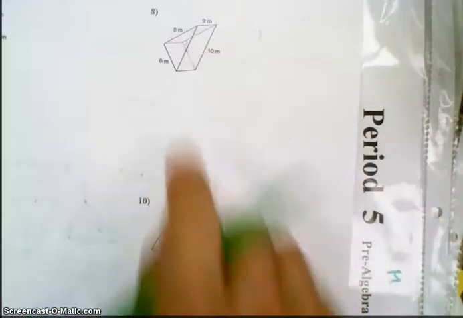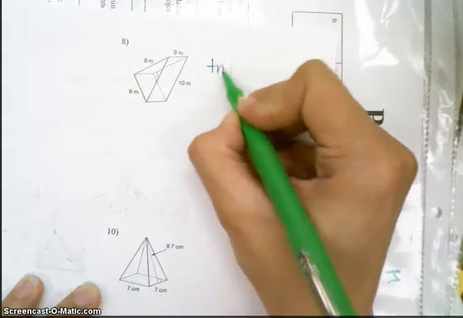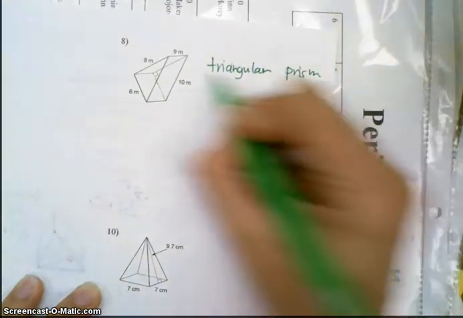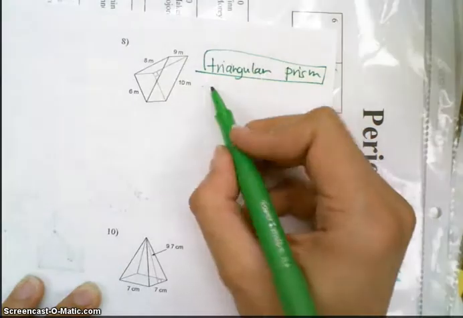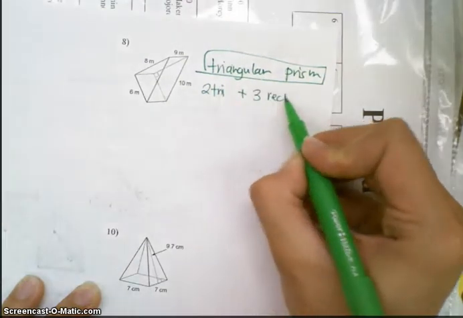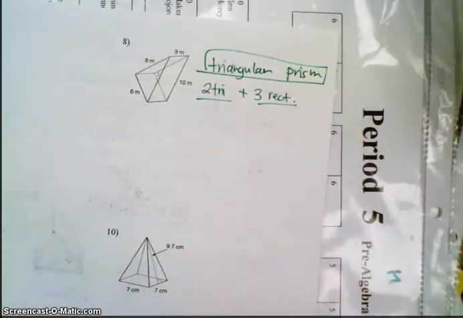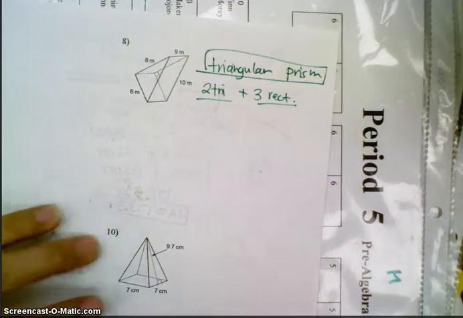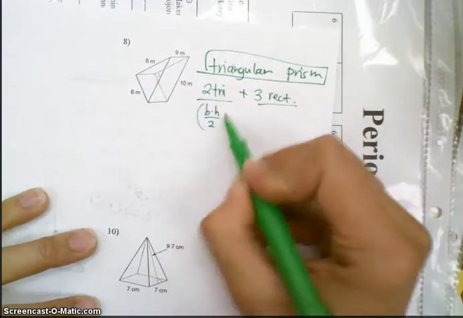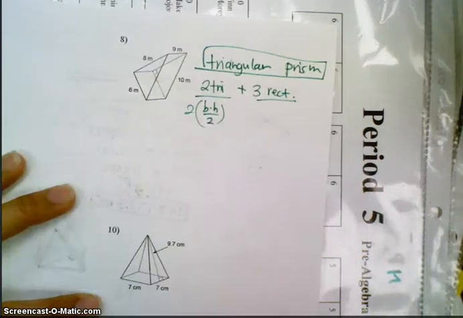Let's try number 8. Number 8, what shape is number 8? It is a triangular prism. Good. Okay, so in my triangular prism, I've got these 2 triangles, plus I have 3 rectangles. They probably are not the same size, judging by the looks of my size of the triangles. So let's do the 2 triangles. I need half of base times height, and I need 2 of those triangles. So let's look for the base and height of the triangles.